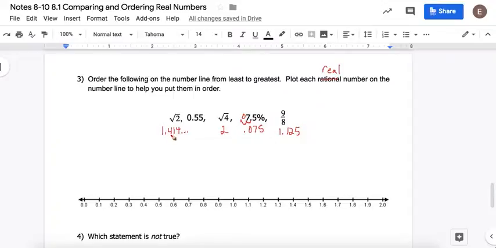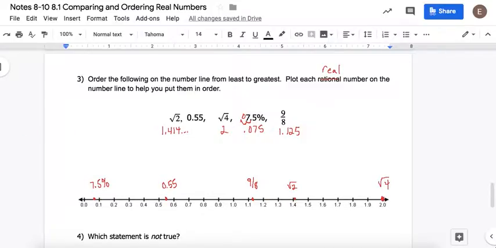So this first one, 1 and 4 tenths with a little bit after it, would be slightly after 1 and 4 tenths here. So we're going to call this the square root of 2. 55 hundredths would be between 5 tenths and 6 tenths, so right in the middle, right here. Square root of 4 is 2 whole, so that's easy to see right here. And then 7.5% is 75 thousandths, which would be before 1 tenth, so right about here. And then finally, 9/8, 1 and 125 thousandths is going to be right about here. And put 9/8. Okay, we don't have to rewrite it. They're already in order from least to greatest, so we are good to go.